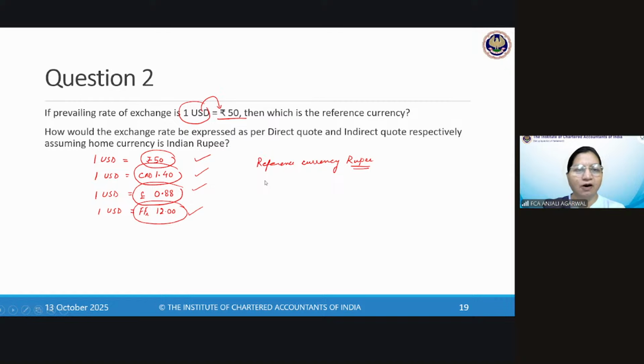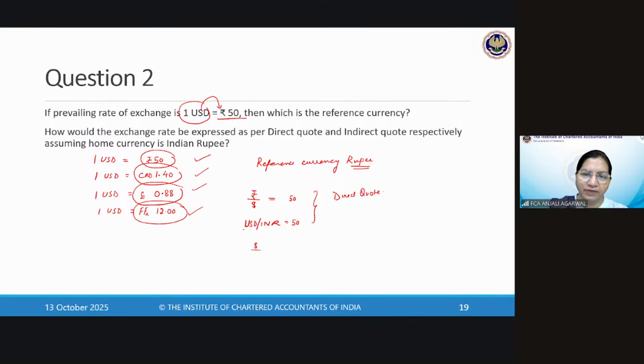So once again, how would you express the exchange rate as a direct quote and an indirect quote? I think that is clear. Assuming home currency is rupee, so direct quote would be rupee by USD. Either you write it like this, or you may also write it like USD/INR. This is a direct quote for an Indian. Right? Indirect would become? Ma'am, INR per dollar, no?